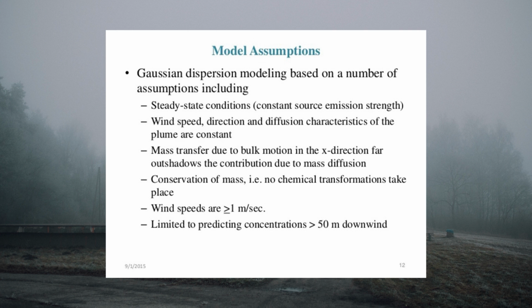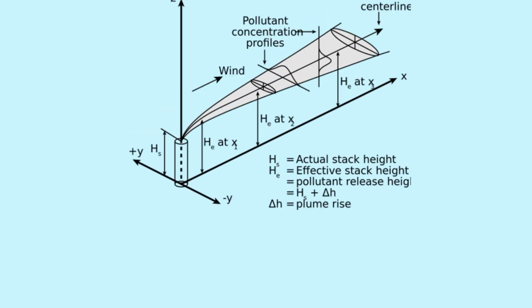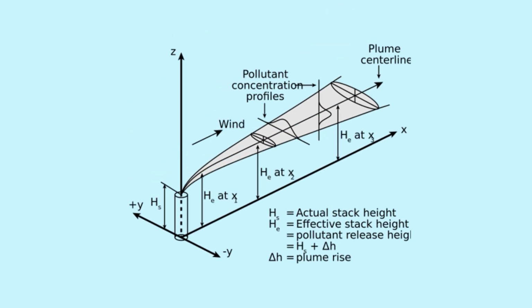And also the model works only for wind speed above 1 meter per second. And also most of the models are limited to 2 kilometers from the source, and beyond that the model cannot predict the correct concentration. So this is how the equation is developed based on the Gaussian plume model.